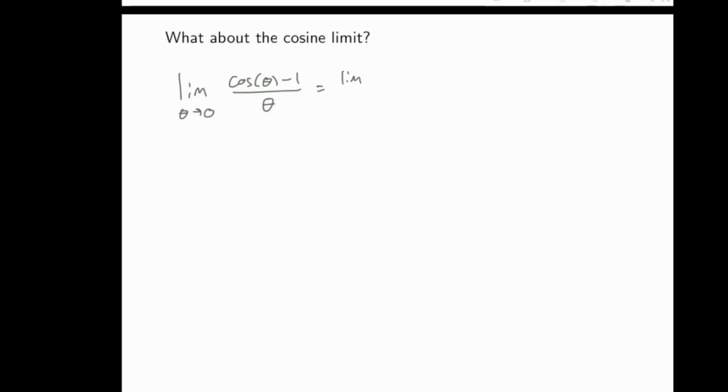Okay, so what about the cosine limit? Can we prove that the limit as theta goes to 0 of cosine of theta minus 1 over theta is 0? Well, sure we can. So how about we use some trig identities? I'm going to multiply and divide by the same thing. So cosine of theta minus 1 times cosine of theta plus 1 over cosine of theta plus 1.